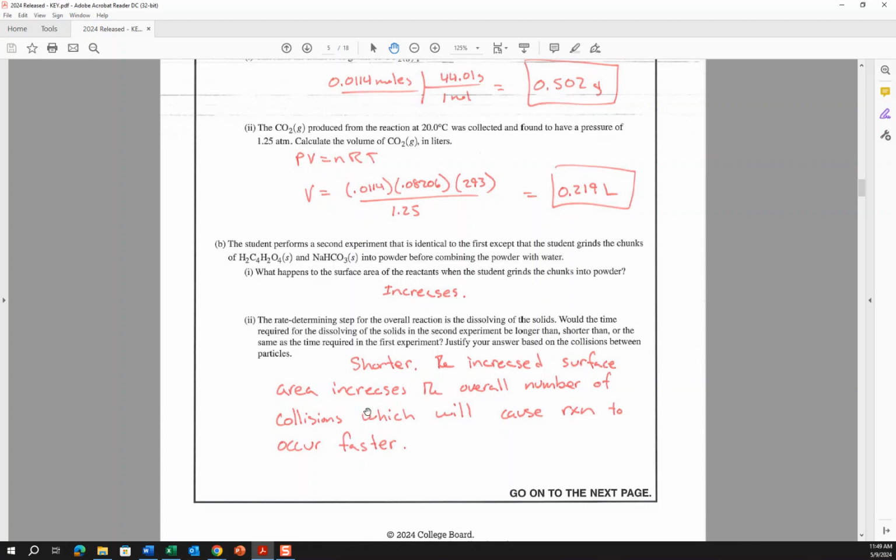And then step 2, it would take less time to dissolve when it's crushed up because the increased surface area increases the overall number of collision sites, which will cause the reaction to occur faster.